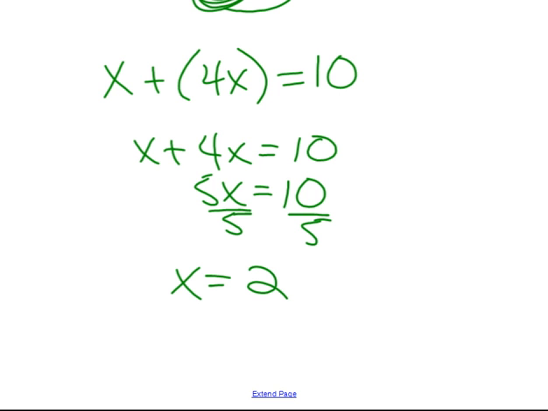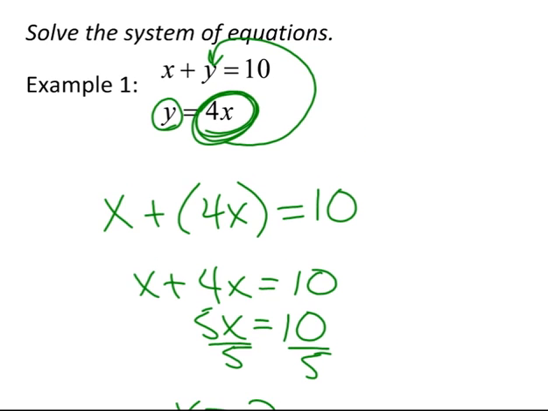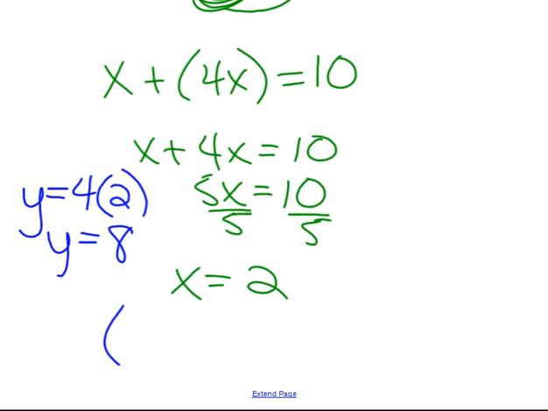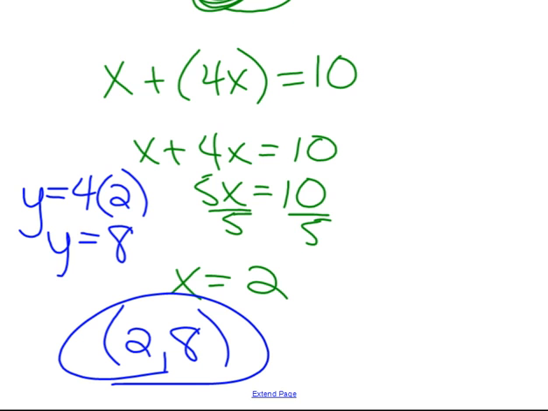So you're going to take your x value, and you're going to go back up here, and you're going to replace it either here or here. It doesn't matter. You'll get the same answer. I will probably put it in the bottom one just because it's easier. There's less work involved. So y is equal to 4 times x, and my x value we found to be 2. So 4 times 2 is 8. So final answer, x is 2, y is 8, and that is the point where those two lines cross.